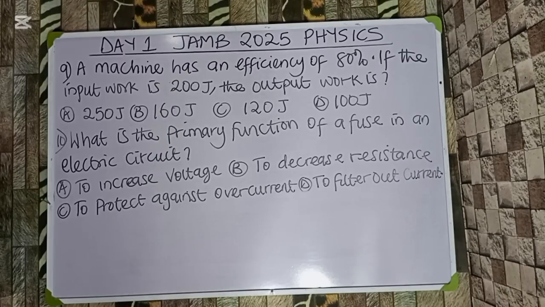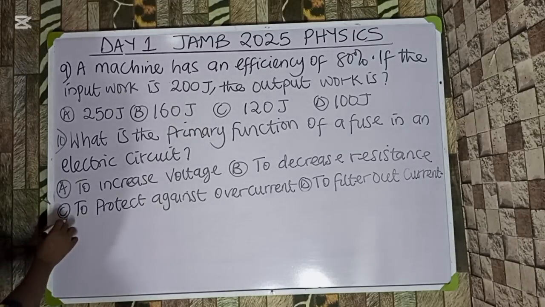Option A, to increase voltage. Option B, to decrease resistance. Option C, to protect against overcurrent. Option D, to filter out current. So the function of a fuse is to protect our device against overcurrent. So the correct option to this question is option C.